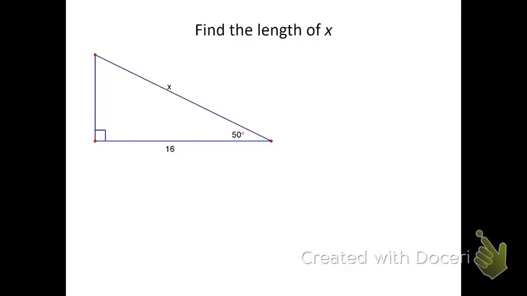Alright, here's another example. Now we're going to use cosine. How do I know we're going to use cosine? Well, this is the angle we're going to use. If we do the sine, cosine, or tangent of an angle when solving for a right triangle, we never do it of 90. So you've got to pick one of the acute angles.